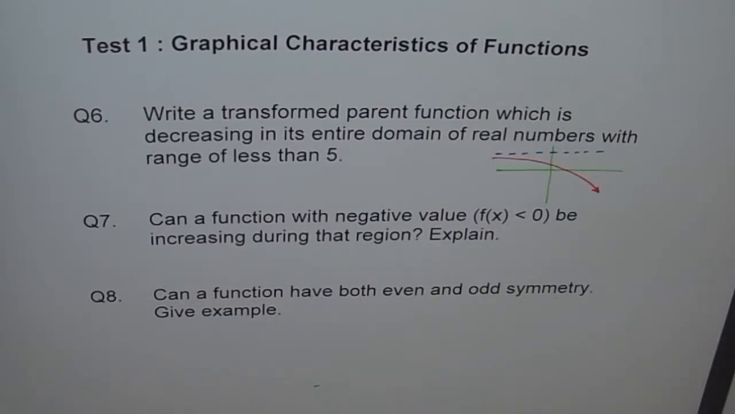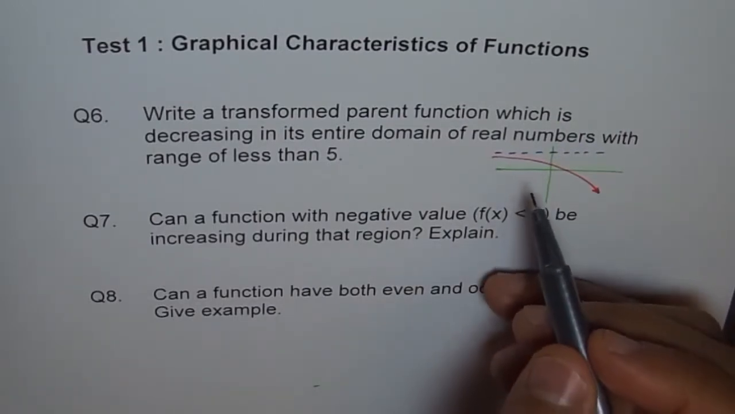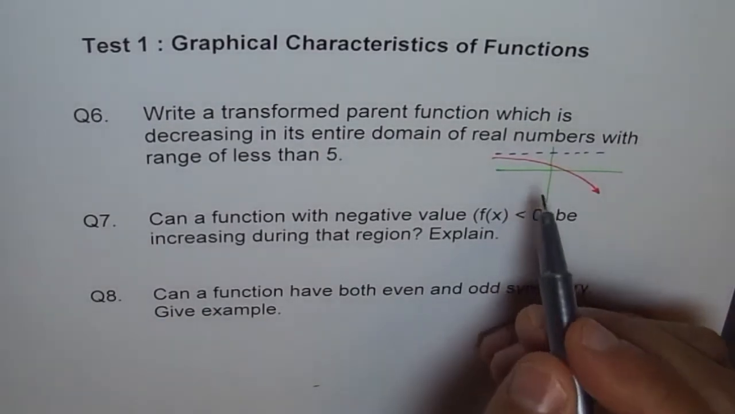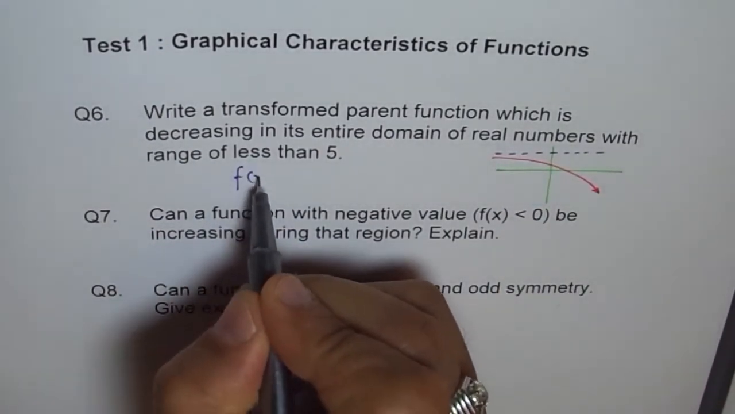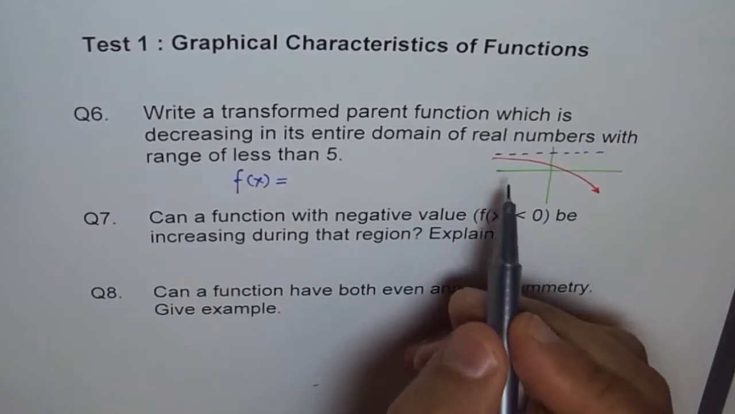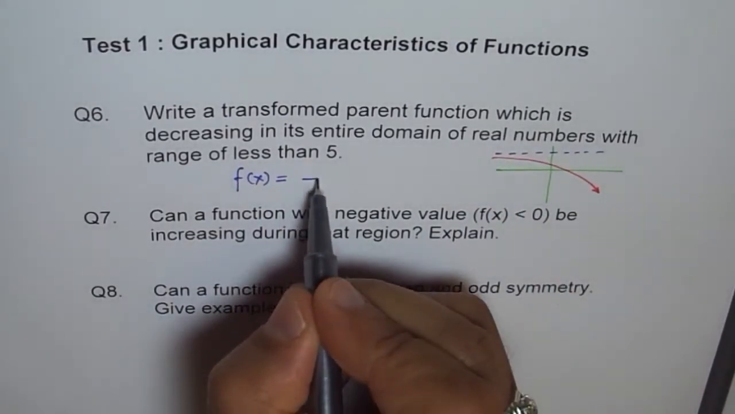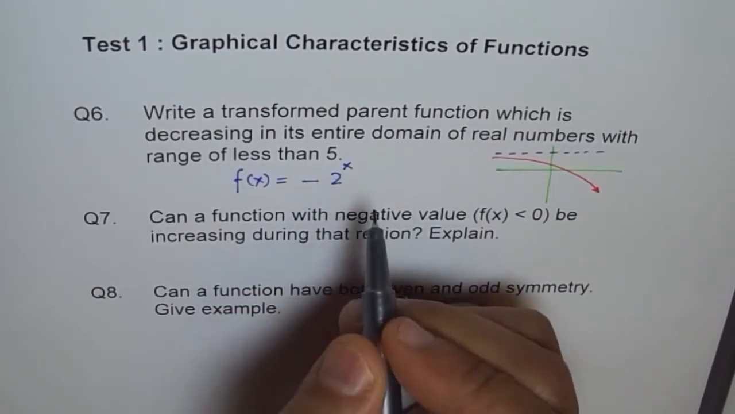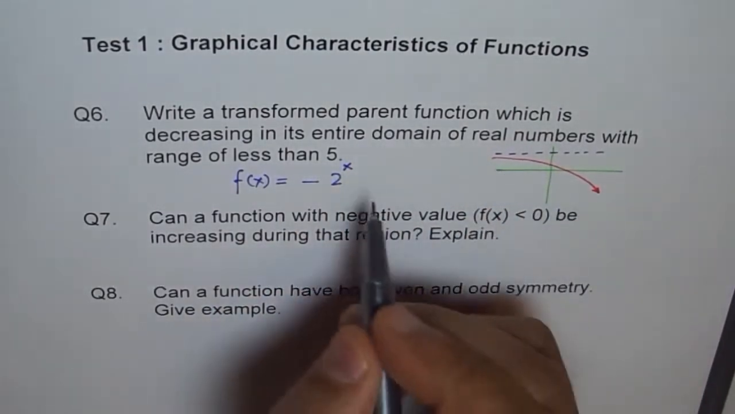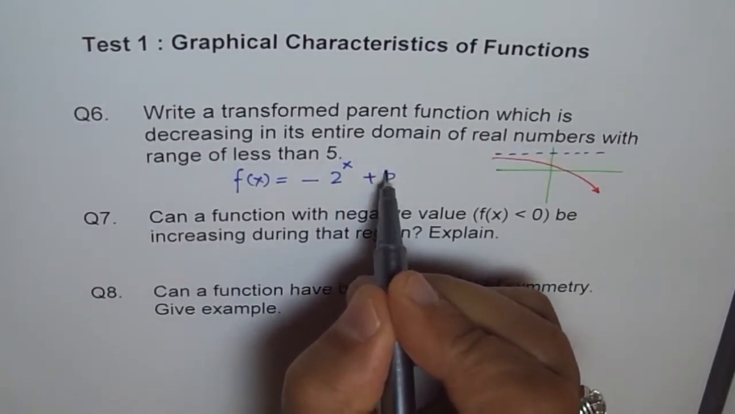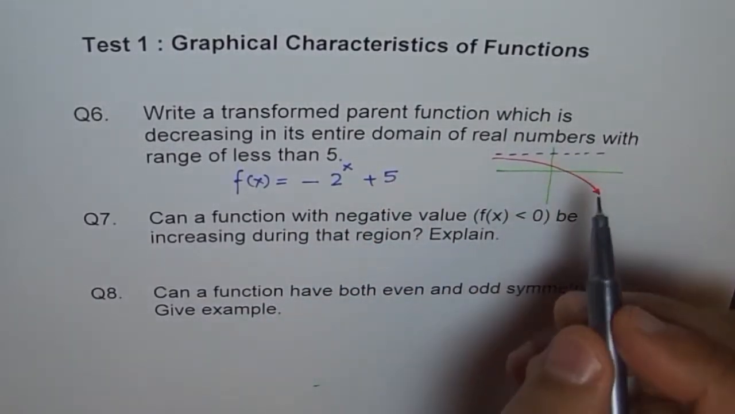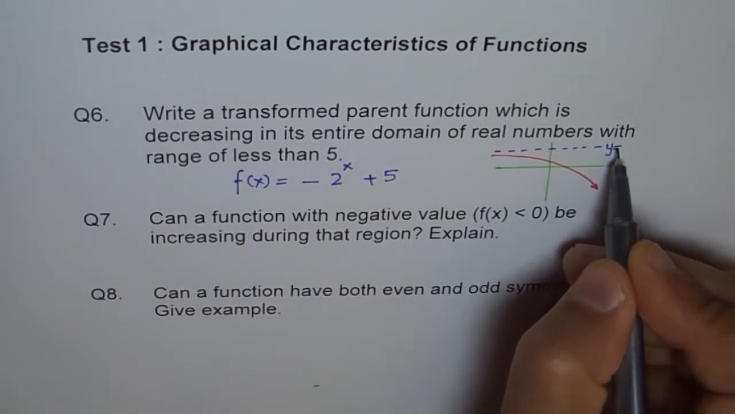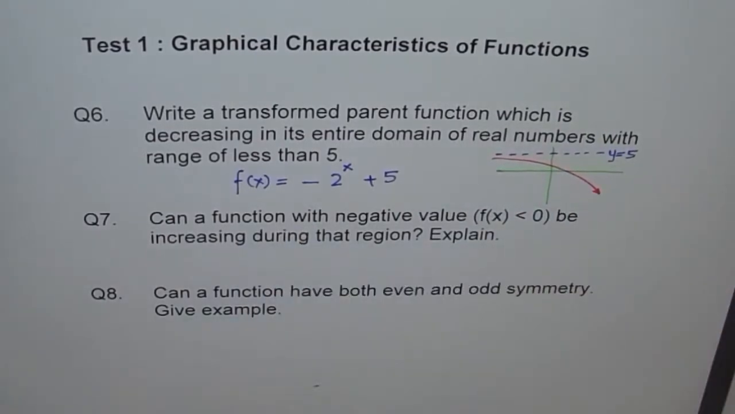Now, in a simple way, what we can write this equation as, we can write f of x is equal to minus of 2 to the power of x, right? So minus will reflect it, and if I say plus 5, then the horizontal asymptote moves 5 units up. This is at y equals 5. Okay, so that becomes the simplest form of our equation. Okay, I hope you understand it.